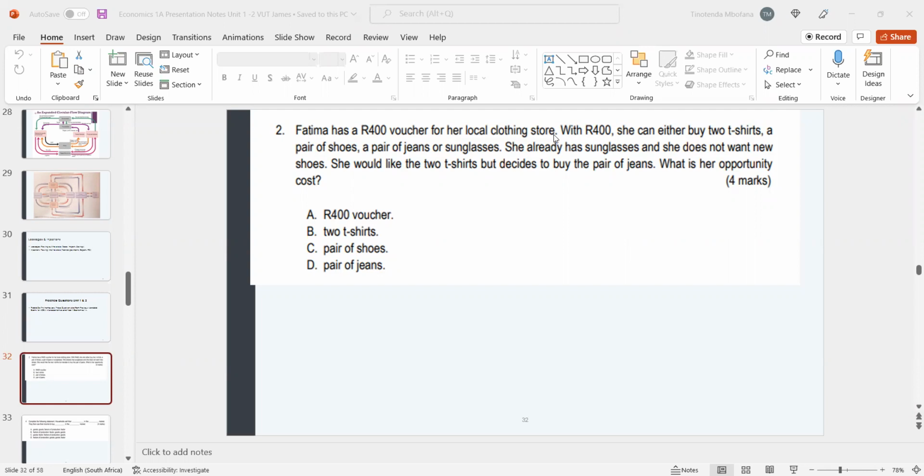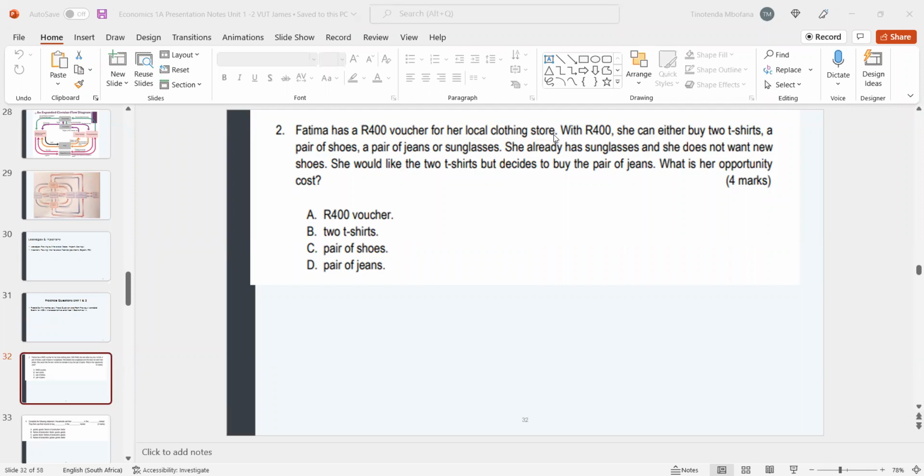It says here, she already has sunglasses, which means that sunglasses are not the next best alternative for her because she already has them. It says she does not want new shoes, which means new shoes are not the next best alternative for her because she does not want them. But it says here, she would like 2 t-shirts. She can buy 2 t-shirts with the 400 Rand and she likes them. But then she decides, I would rather buy a pair of jeans.